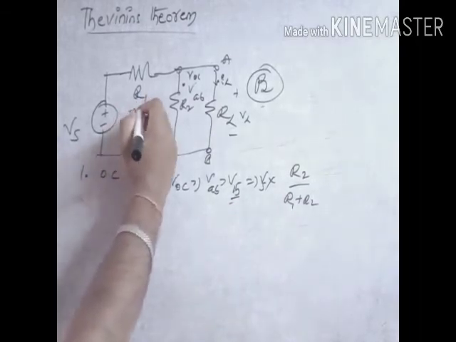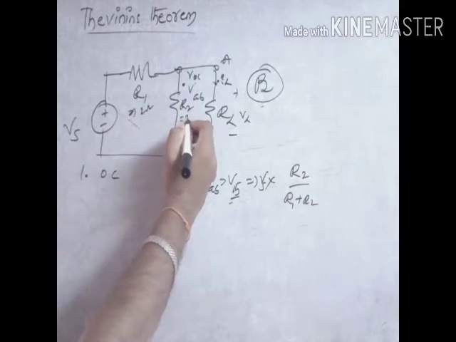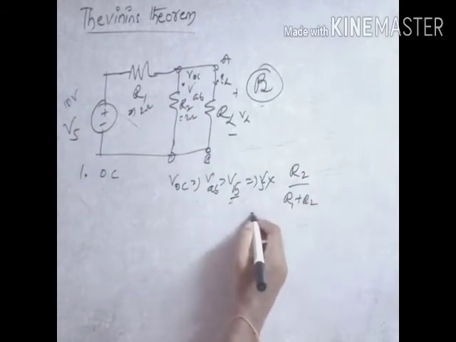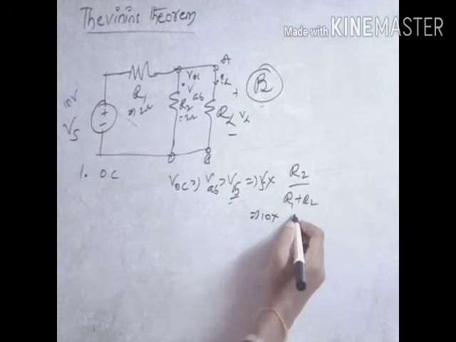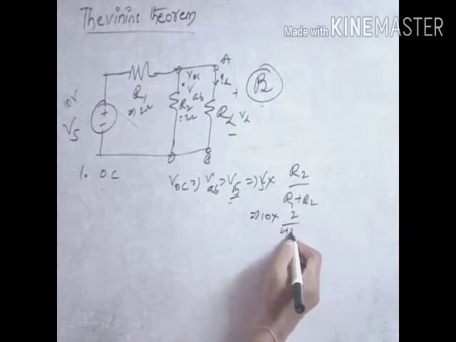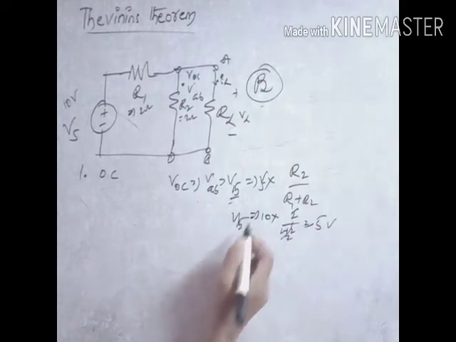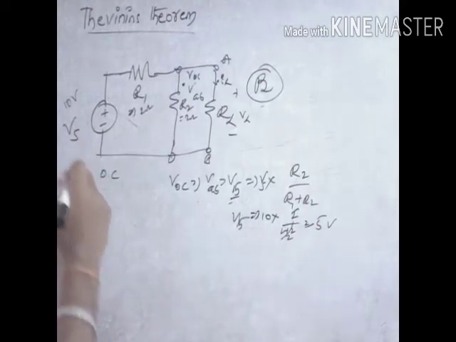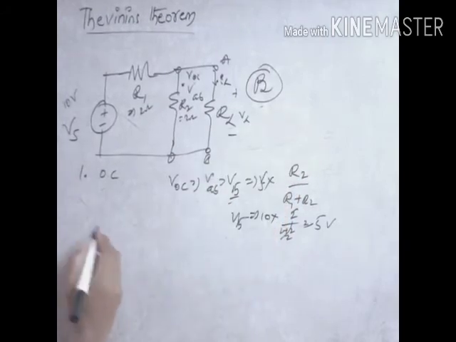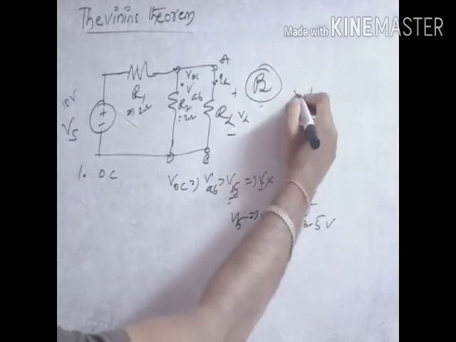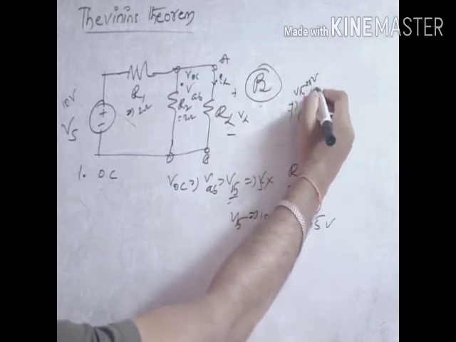Suppose I take R1 as 2 ohms, R2 as 2 ohms, and Vs as 10 volts. If I place the values of Vs, R1, R2, it is 10 into 2 by 2 plus 2, that is 1 by 2, so 5 volts is the Thevenin's voltage. So I can replace this with Thevenin's voltage V Thevenin of 5 volts.